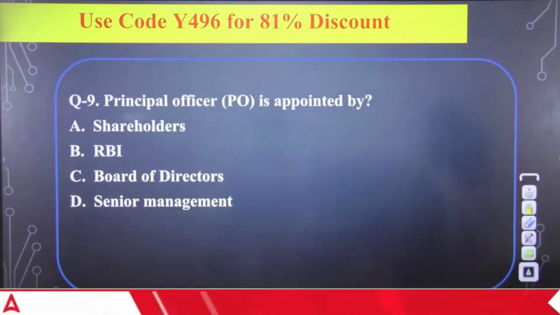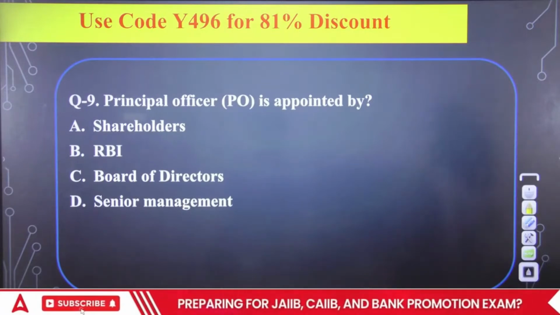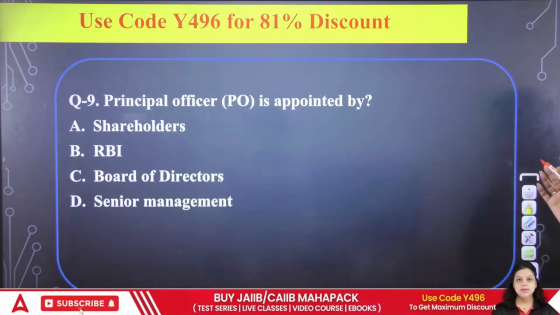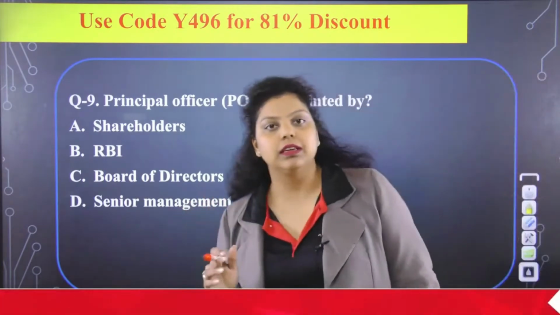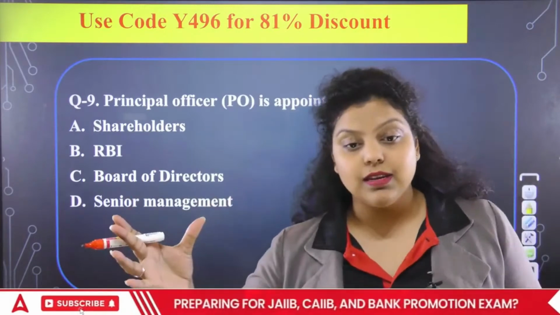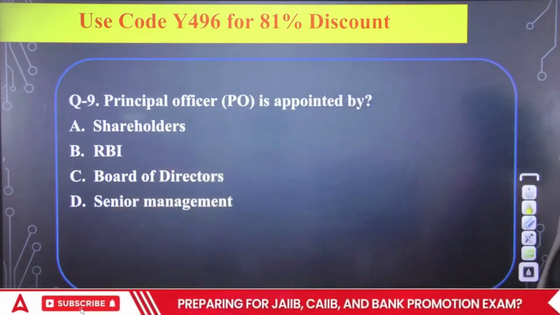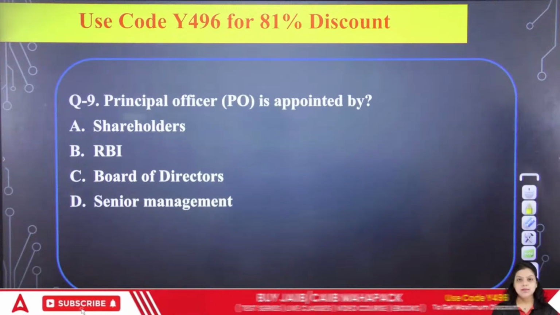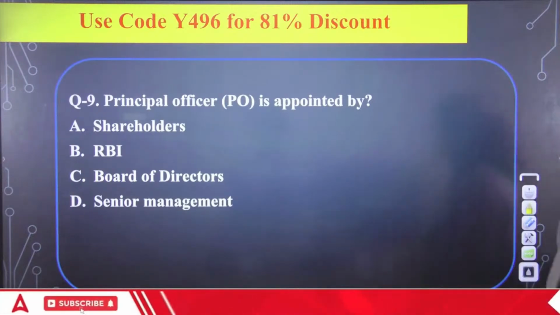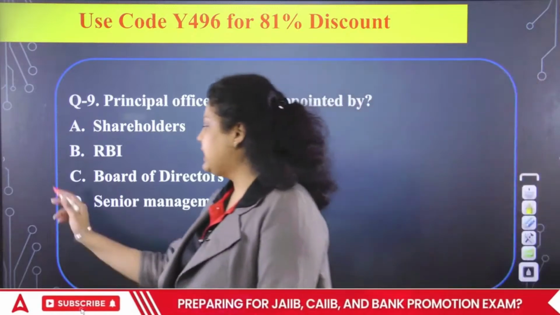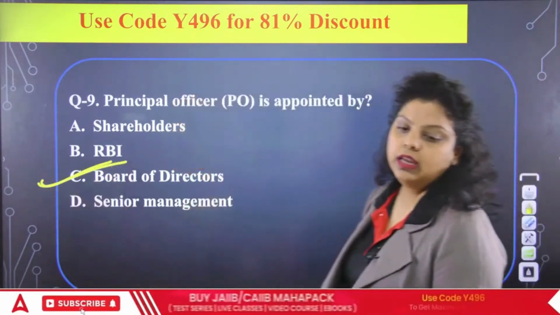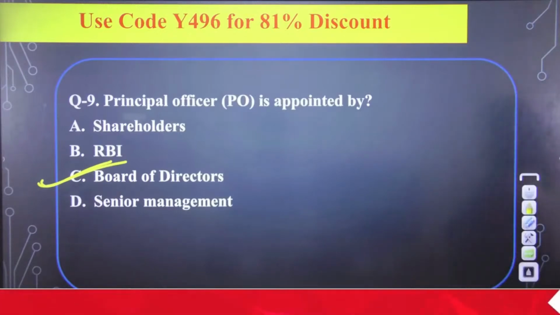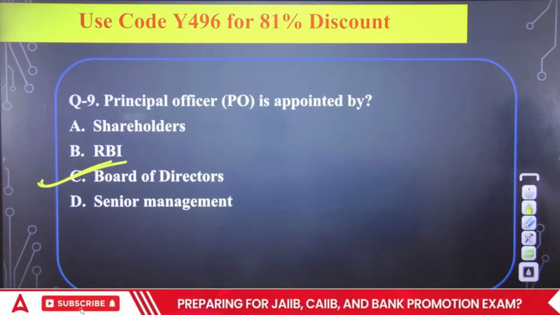There are two functionaries who look at the AML KYC guidelines under the bank. They are the authorities responsible for checking whether the bank is following the guidelines or not. First is the designated director and the second is the principal officer, right? So which of the following is correct? Shareholders, RBI, board of directors, senior management. The right answer will obviously not be the shareholders. The right answer will be board of directors. So C will be the correct option: the principal officer is appointed by the board of directors.